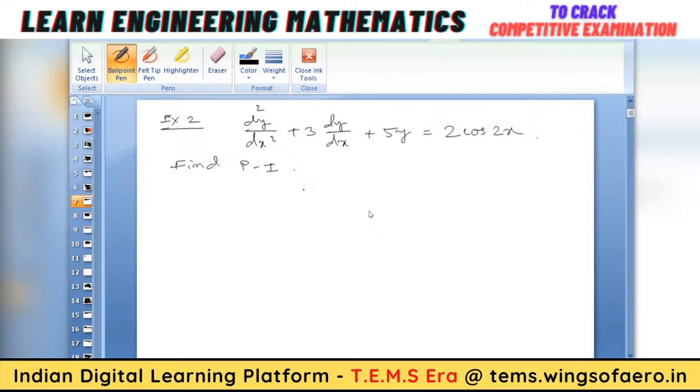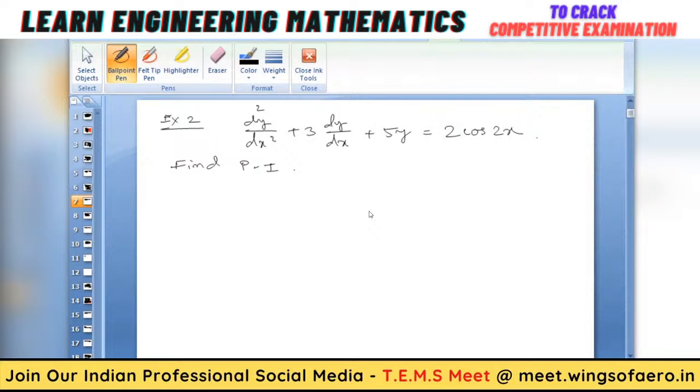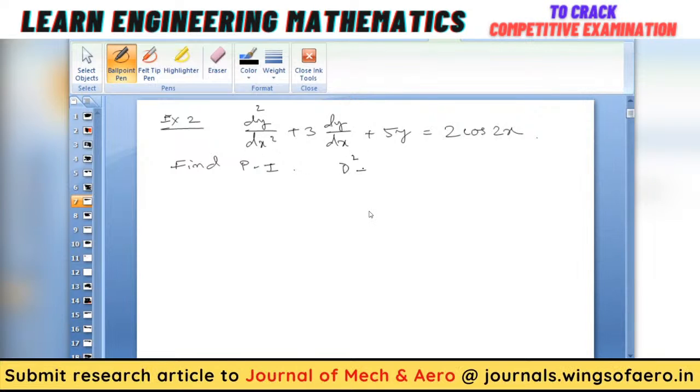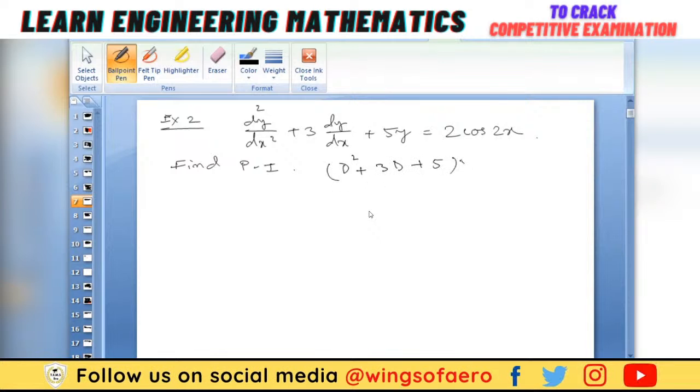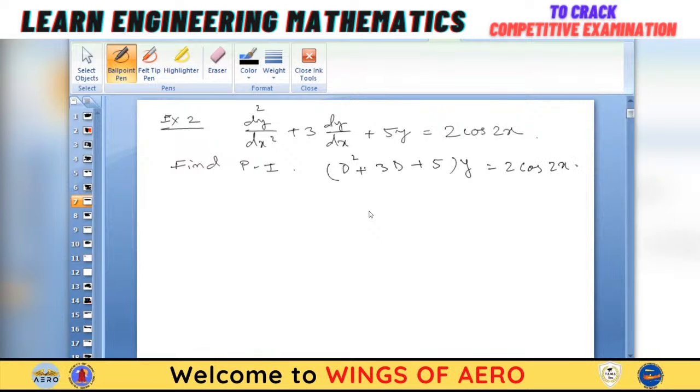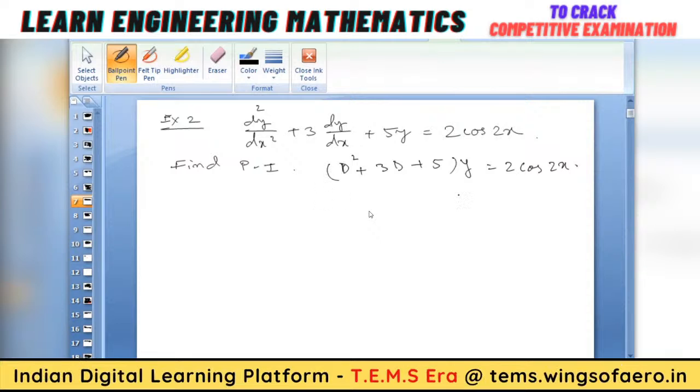Okay, so let's find it out. First of all, this equation can be written as D square plus 3D plus 5 of y equals cos x. Look at this, how easy it is. Okay, there is a small trick. Sometimes you have to apply your brain.